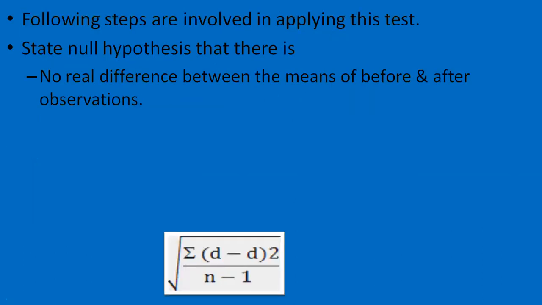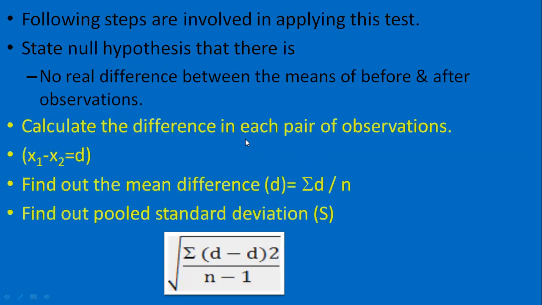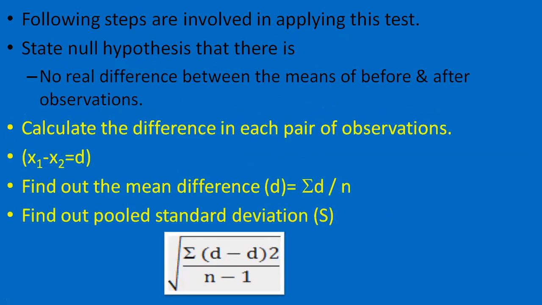So these are the following steps. For any test of significance, first you need to state the null hypothesis and alternate hypothesis. The null hypothesis says that there is no real difference between the means of before and after observations. The first step is to calculate the difference in each pair of observations. I have one example after this explanation.